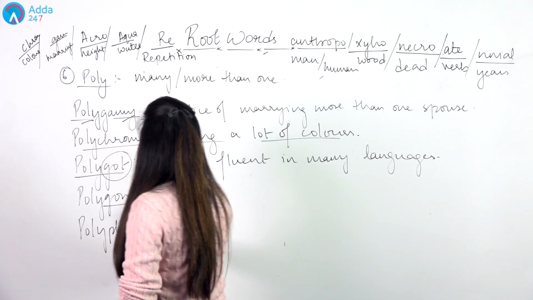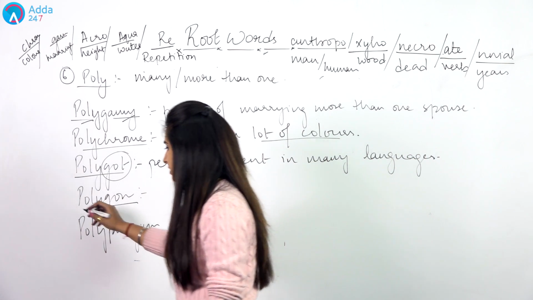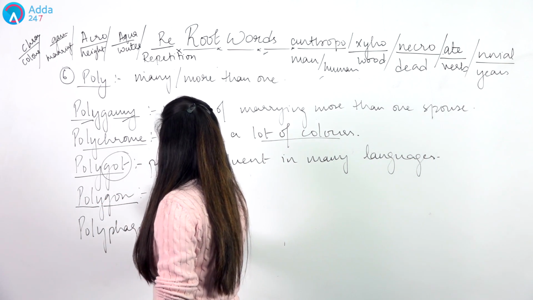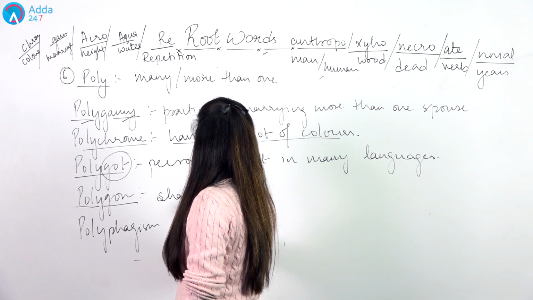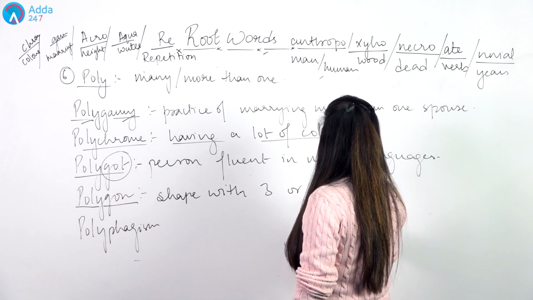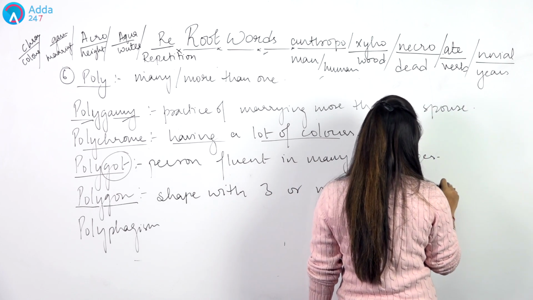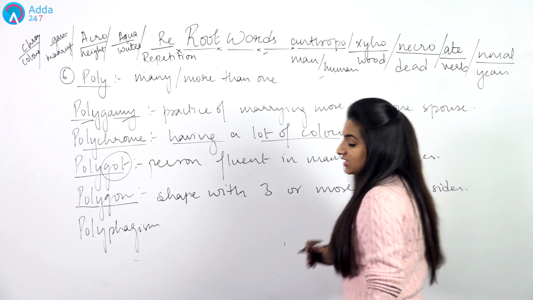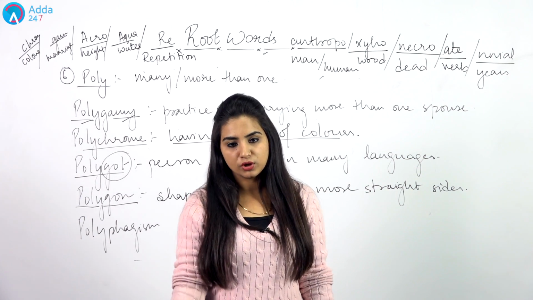Next is polygon. Gon is a word that defines angle, right? Gon is a word that defines angle. Poly means many. So polygon is a shape with 3 or more straight sides. Anything which has 3 or more straight sides in it, that is what we mean by polygon.